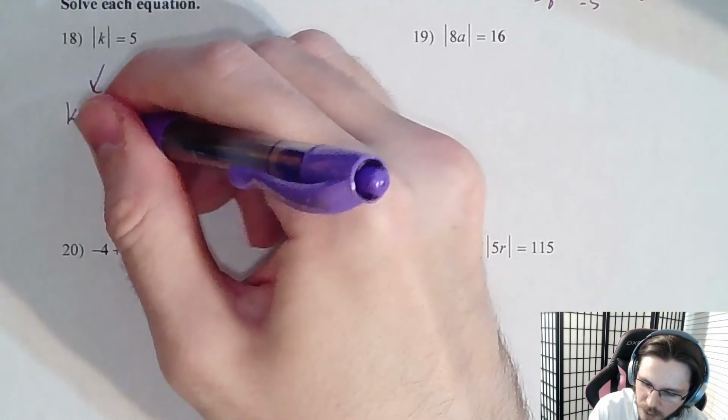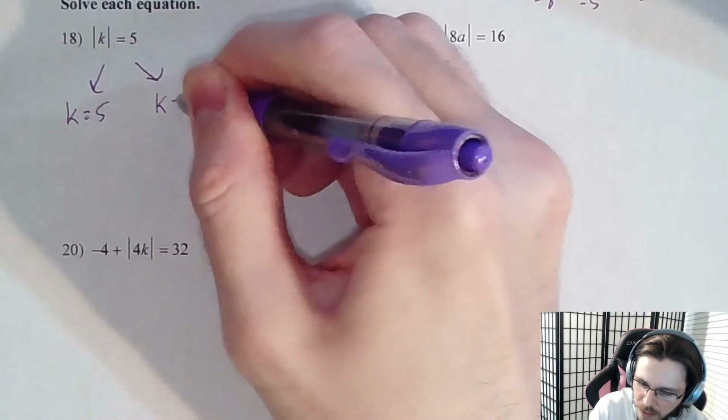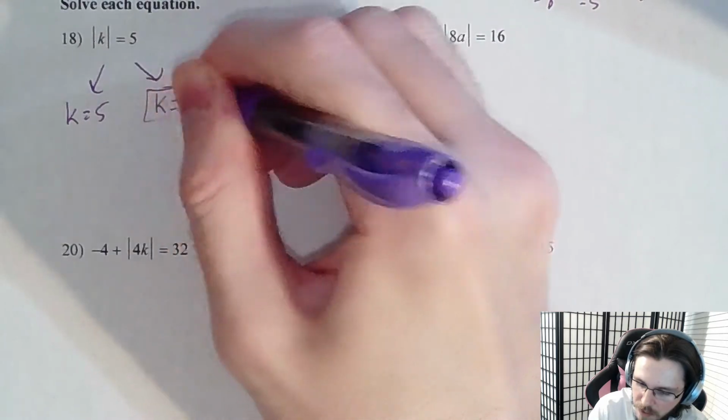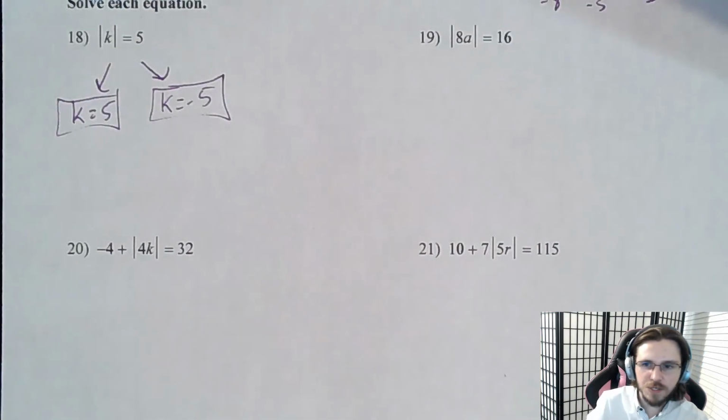We have one where we make it a positive and one where we make it a negative. And don't overthink it, you're done. That's how we always solve these absolute values. It means that the distance from k to 0 is 5. So it's either the +5 or the -5.